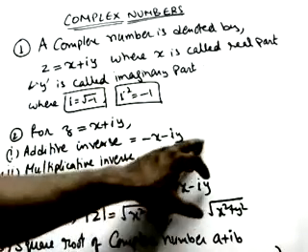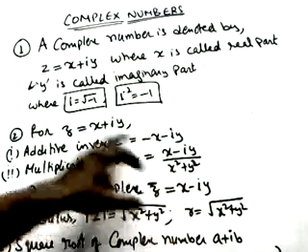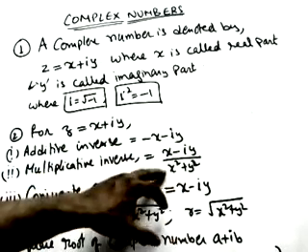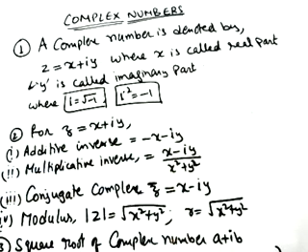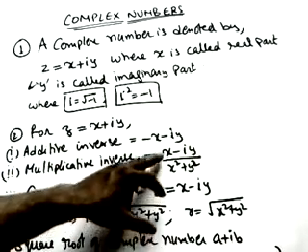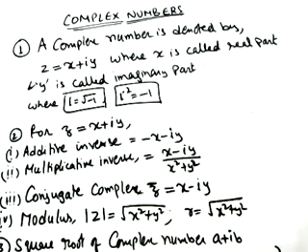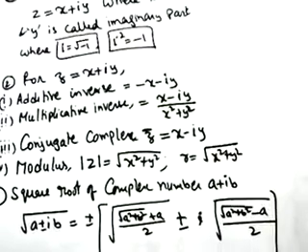And the multiplicative inverse of x plus iy is x minus iy by x square plus y square. So if you multiply these two, we will get 1. Multiplicative inverse means we must get 1. If you multiply this, you will get 1. So the multiplicative inverse involves x minus iy.